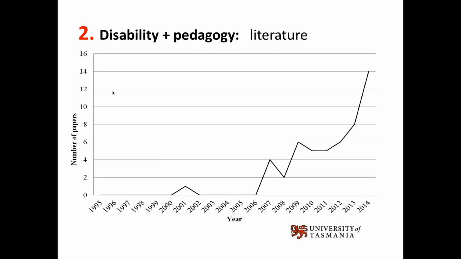So on this next slide here, I'm going to talk about the disability support and pedagogy in relation to the literature. And this slide is a graph which shows the number of papers in the journals across time. And what you can see here is an enormous spike as we move towards the last 2 or 3 years, which shows a huge increase in awareness and interest in this issue.